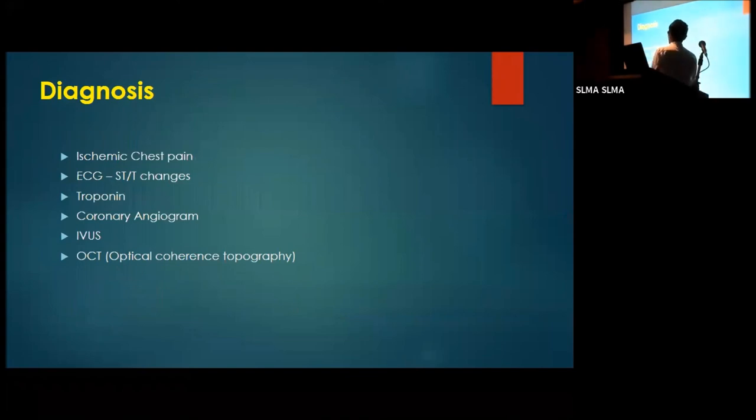So the presentation will be the same, the patient will come with typical chest pain. And obviously in dissection it's very rare to get total occlusion of the coronary arteries, but there will be some flow limitation that gives rise to myocardial necrosis, raised troponins, as well as ST-T changes. The diagnostic gold standard would be the coronary angiogram, and recent imaging modalities like intravascular ultrasound scan and optical coherence tomography are helpful in diagnosis.